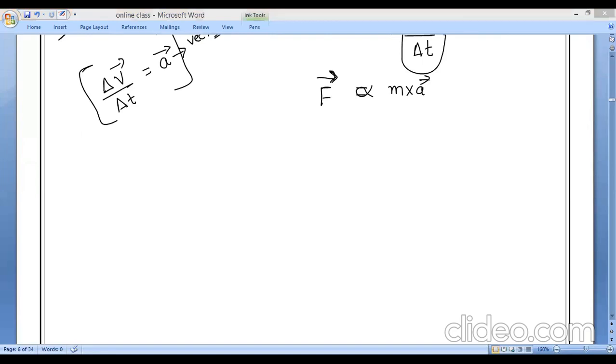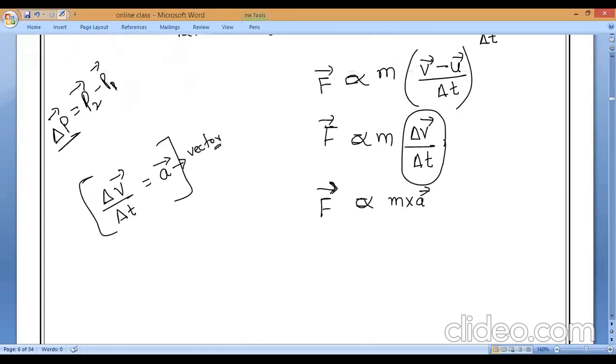You can see from Newton's second law of motion we have concluded that F is directly proportional to M into delta V divided by delta T. Now, delta V means what? Change in velocity. That is what you have to remember. Kaushik, are you understanding? Change in velocity. Yes, sir. Same as what we did in the last class.